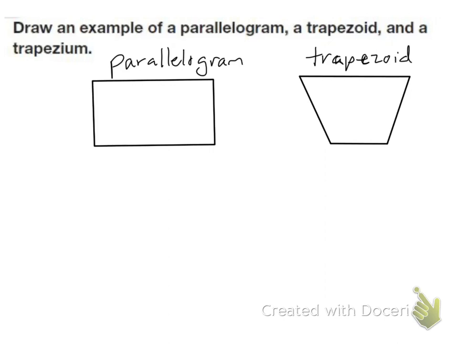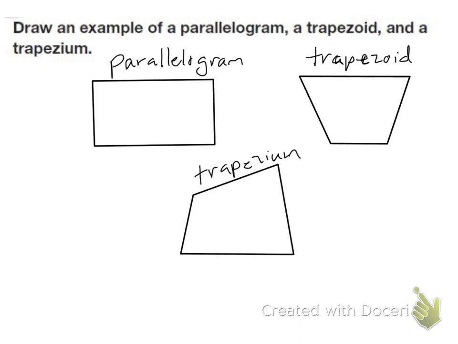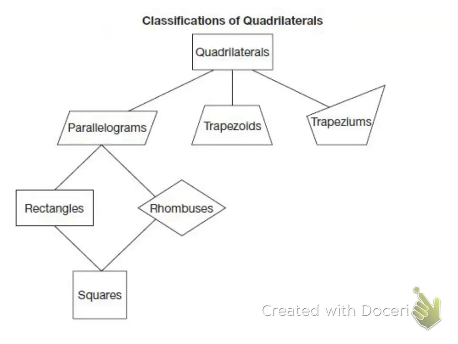To draw a trapezium, I begin by drawing 2 segments that are not parallel. I also don't want them to intersect. I don't want them to run into each other. So it's kind of like that. Then I'm going to connect the lines at the endpoints. So this is my trapezium. So, quadrilaterals can be divided into parallelograms, trapezoids, and trapeziums.